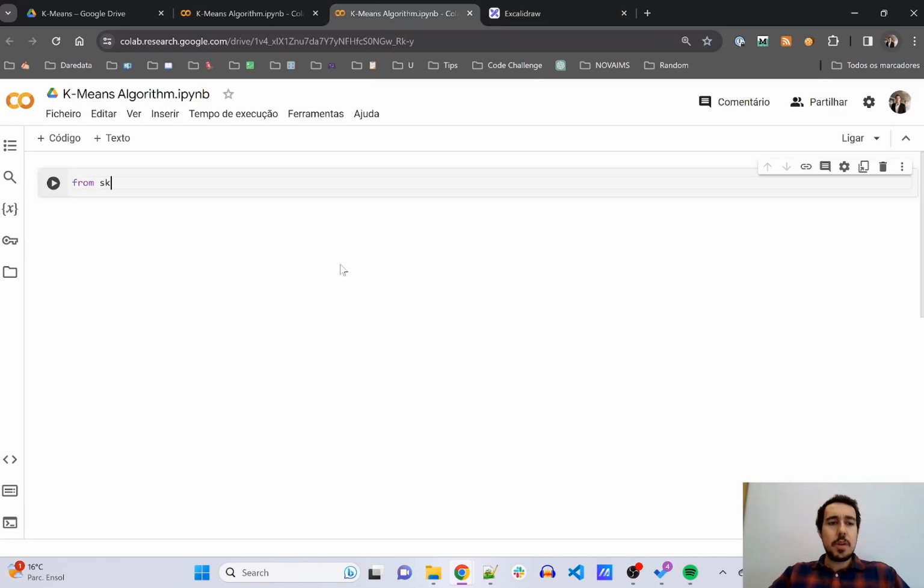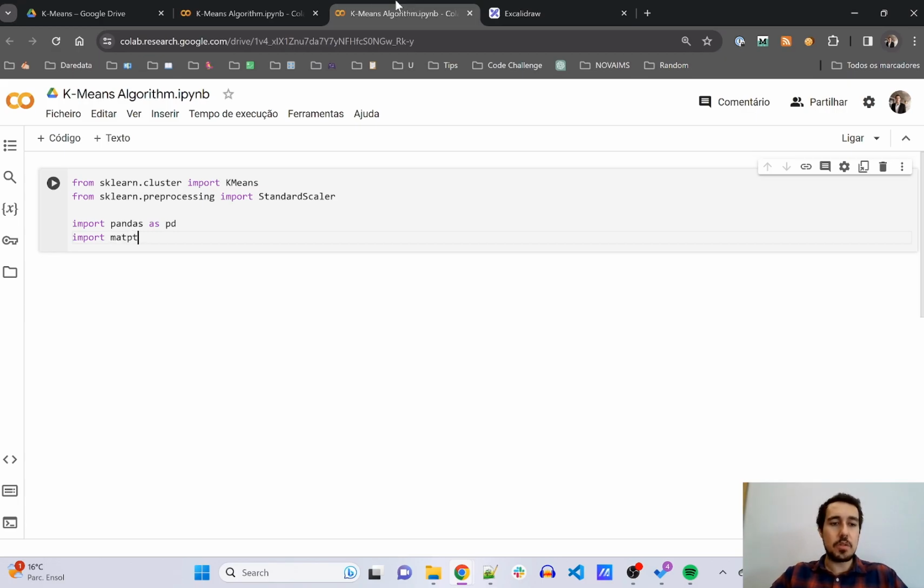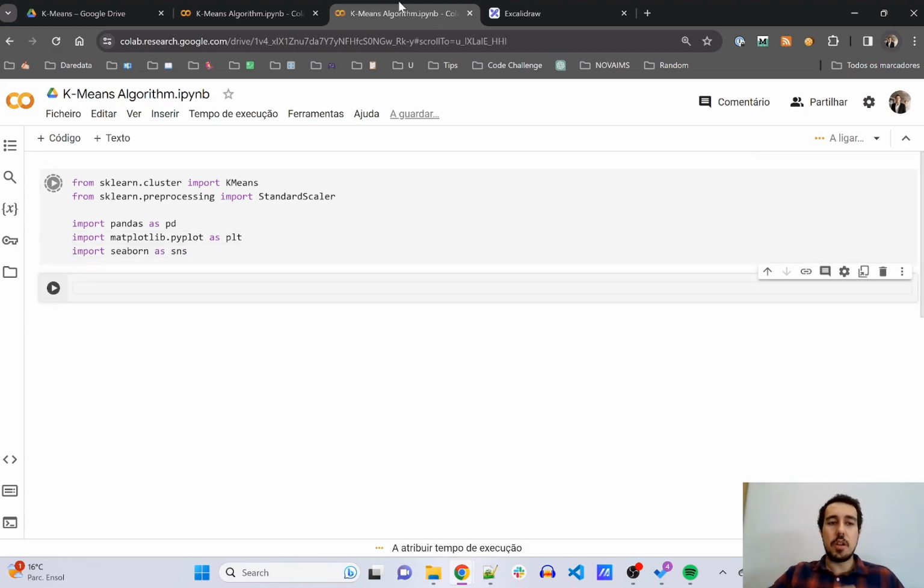So for this one, I'm going to need sklearn.cluster import KMeans. Okay, I'm also going to need sklearn.preprocessing import StandardScaler. So I'll explain why we need to standardize the data in a bit. I'll need pandas as pd, of course. I'll also want to use matplotlib.pyplot as plt, and also I want Seaborn to do some interpretation of the clusters.